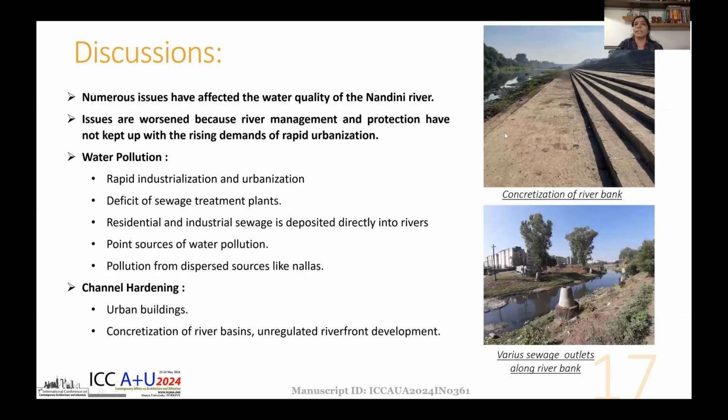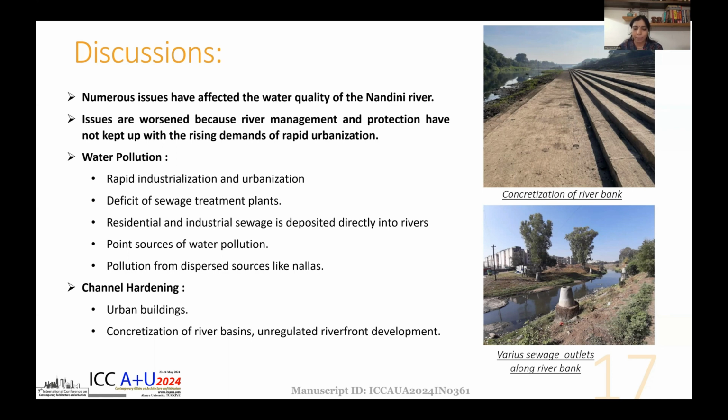Numerous issues have affected the water quality of the Nandini River. Rapid industrialization and urbanization resulted in a rise in the outflow of home and industrial sewage. Local municipal corporations are slow to establish sewage treatment plants. Residential and industrial sewage is deposited directly into the river, causing eutrophication and deteriorating water quality. There are numerous point sources of water pollution. Pollution from dispersed sources like nalas would require much more stringent regulation at a micro level.